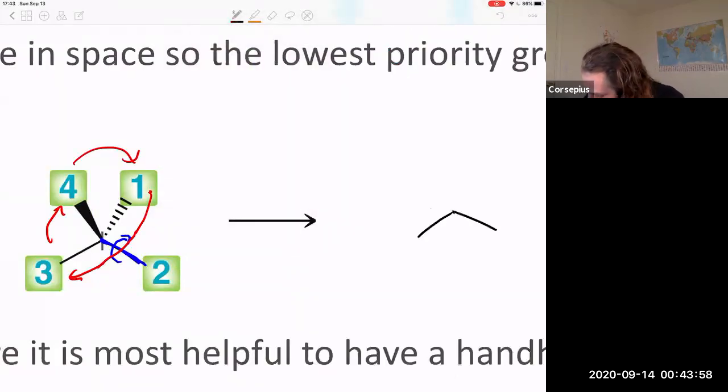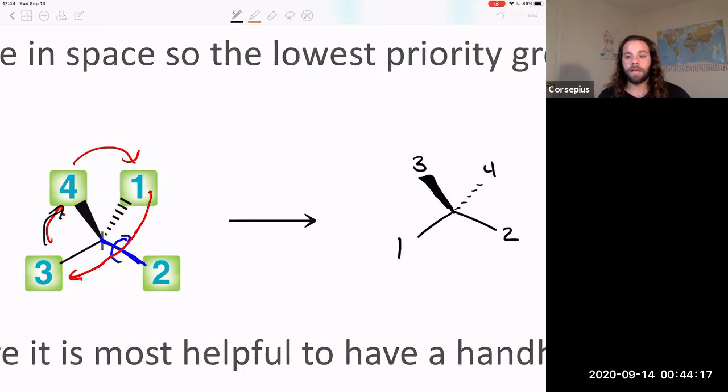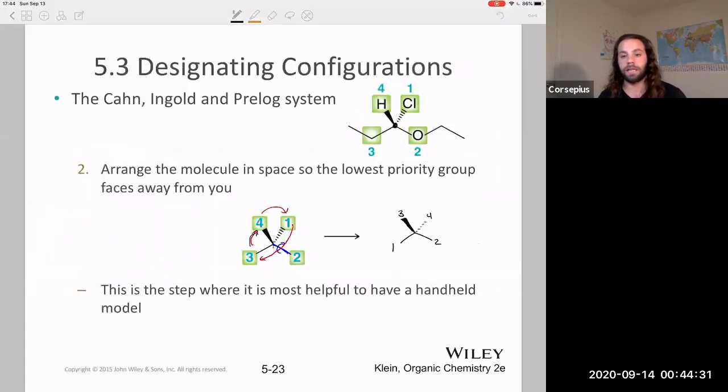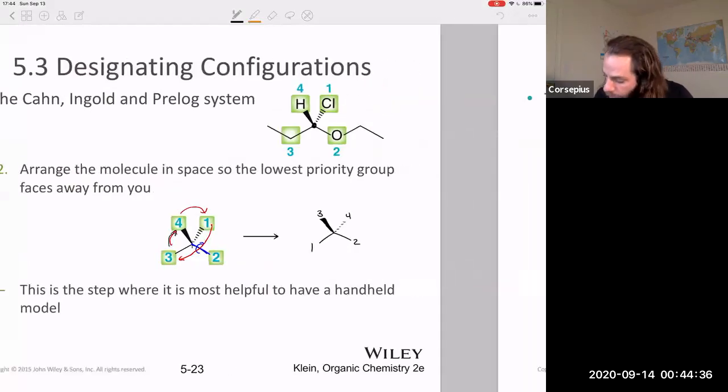Again, 2 is going to stay in the same place, but now I have 4 at my dash, which is the whole point. 3 takes the position of 4, and 1 takes the position of 3, right? So that's how, and the whole point is that before I can go about assigning R and S, I have to make sure that that lowest priority group, group 4, is pointed into the board. Okay, so second thing after assigning priorities, rotate your molecule such that the lowest priority group points into the board.